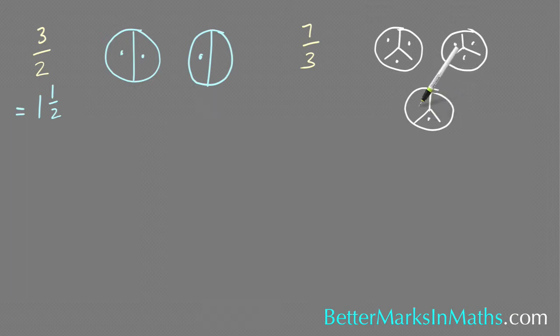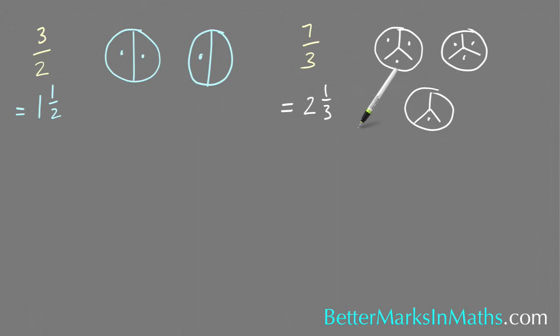So I'll pretend they're thirds, and there's 7/3 colored in, and you can see that the 7/3 is the same as 2 whole oranges and 1/3 of an orange. So 7/3 is equal to 2 and 1/3. So that's one way of changing an improper fraction to a mixed number.